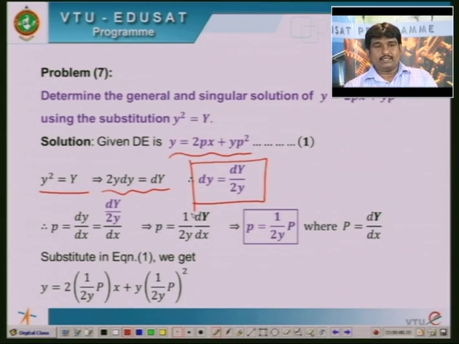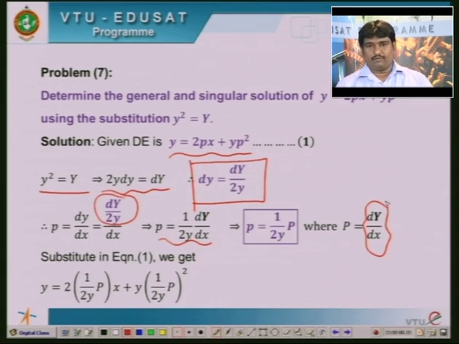Now small p is dy by dx. Substitute for dy, which is d capital Y divided by 2 into y, divided by dx. This implies small p equals 1 divided by 2y into d capital Y by d small x. Now I will denote this derivative d capital Y by d small x, that is, I have just changed the dependent variable, the independent variable is x only. This derivative is denoted by capital P. So small p is 1 divided by 2y into capital P.